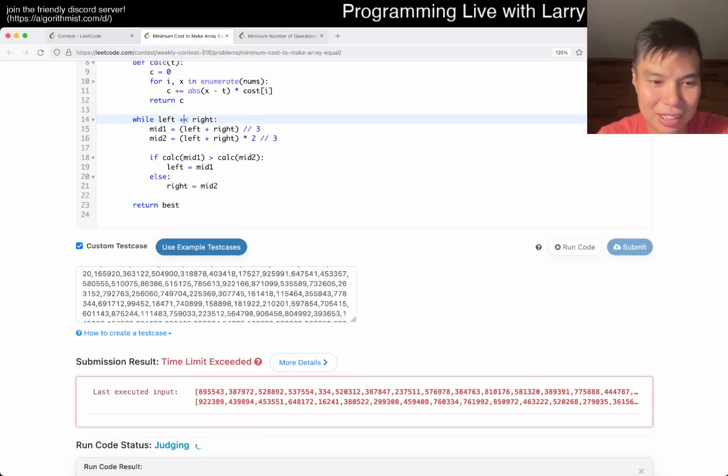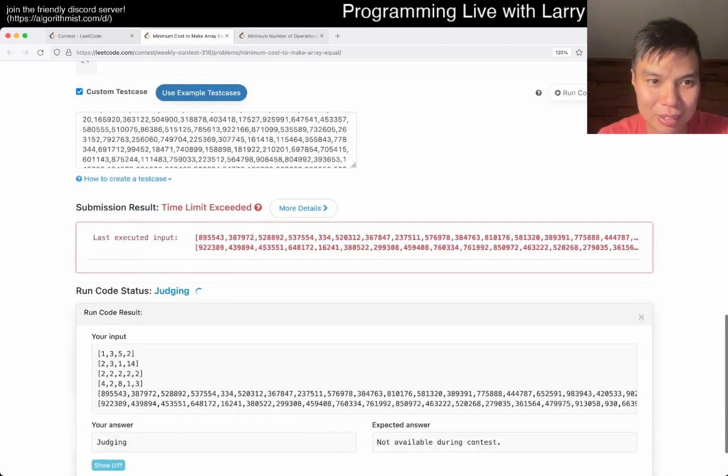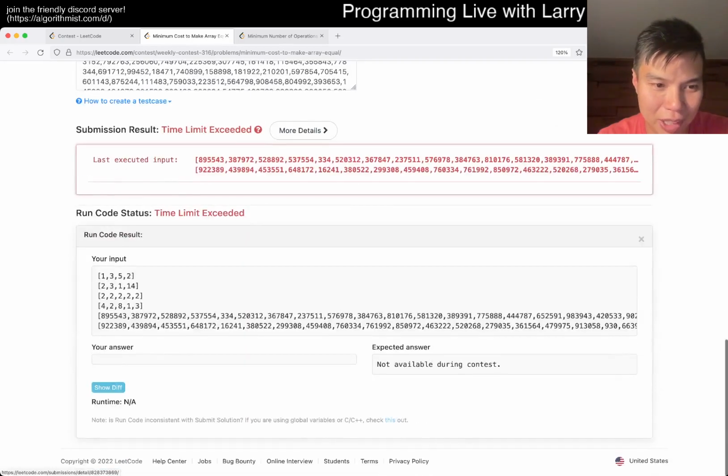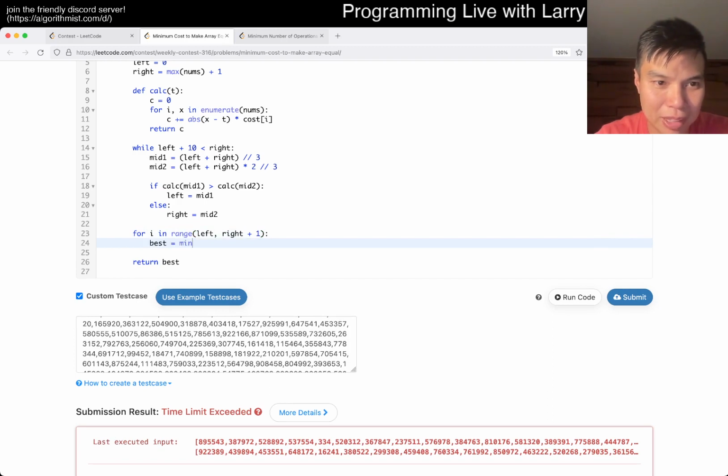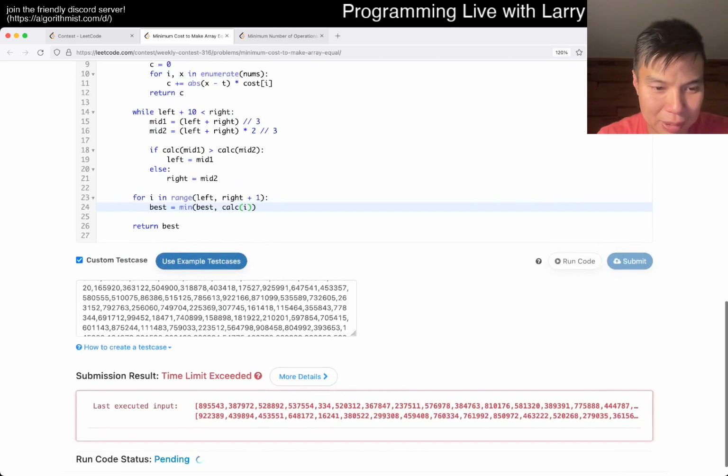So there's this thing I do. I haven't written the ternary search in a while, so it may not terminate because of integer division-y things. So here, then find in range left, right plus 1. Best is equal to min. I don't even update best anyway, so this is a lie. So it doesn't work anyway.